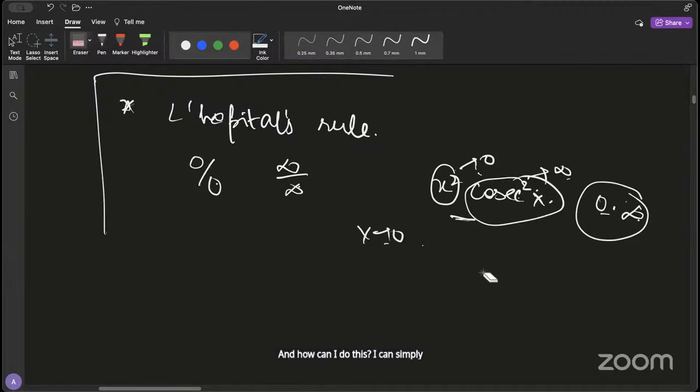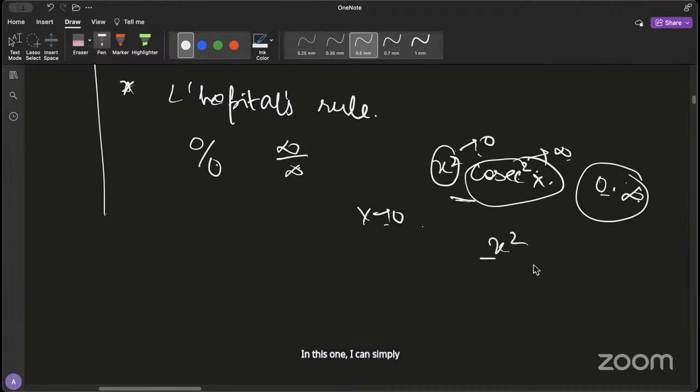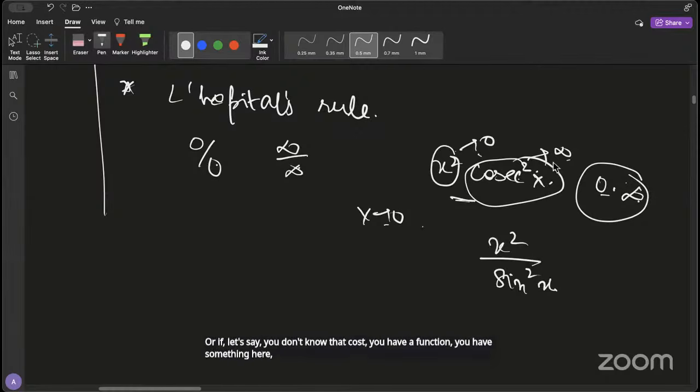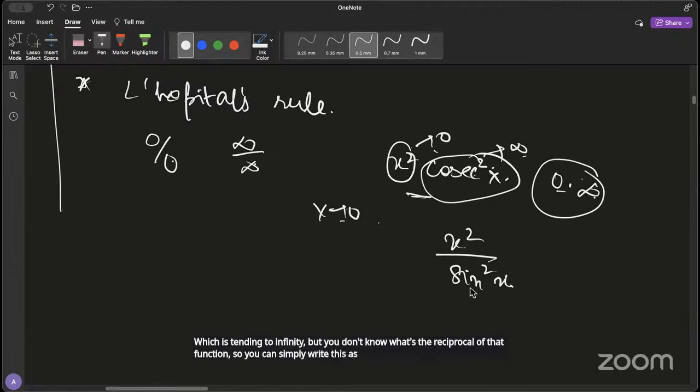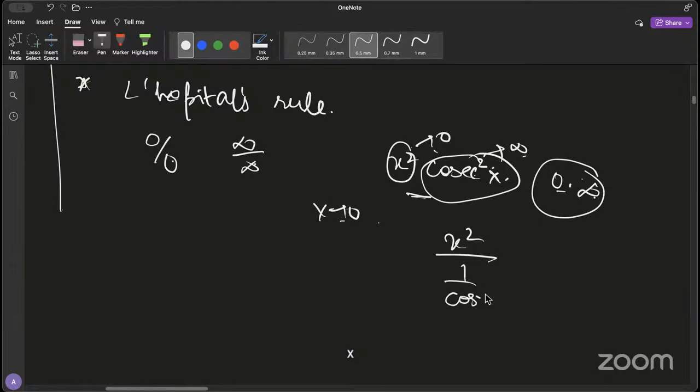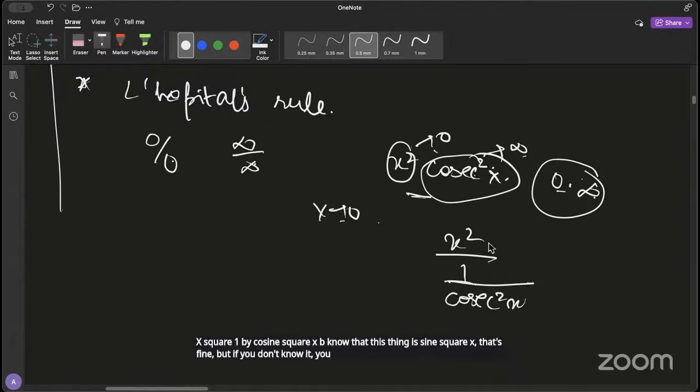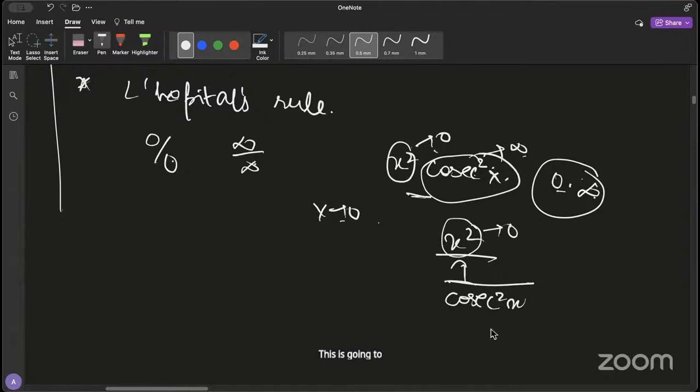In this one, I can simply write it as x squared by sine squared x. Or let's say you don't know this: if you have something here which is tending to infinity, but you don't know the reciprocal of that function, you can simply write this as x squared times 1 by cosecant squared x. We know that this is sine squared x, that's fine, but if you don't know it, you can still write it like this. Now this is going to 0, and this is again going to 0. So you have 0 into infinity form converted into 0 by 0 form.